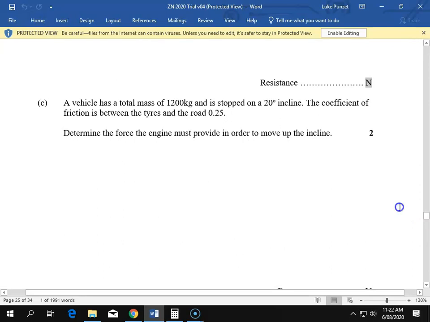A vehicle with a total mass of 1,200 kilograms is stopped on a 20-degree incline. The coefficient of friction between the tires and the road is 0.25. Determine the force the engine must provide in order to move up the incline. Okay, so this is a too-many-guys formula, right? That formula is T equals mg brackets sine theta plus or minus mu cos theta.